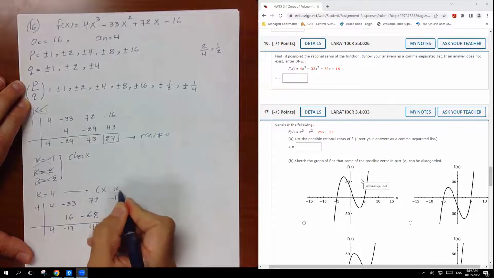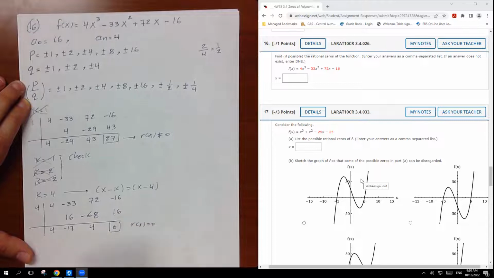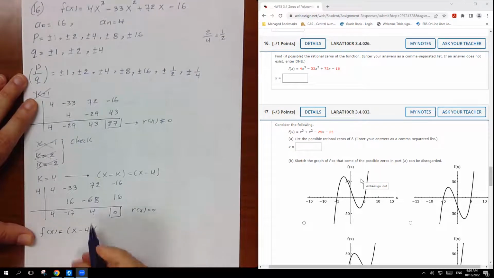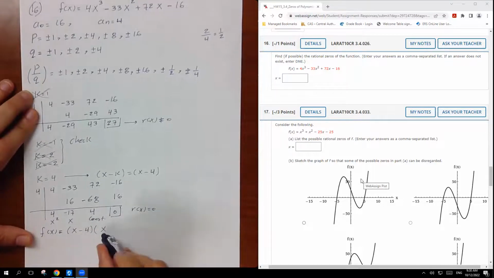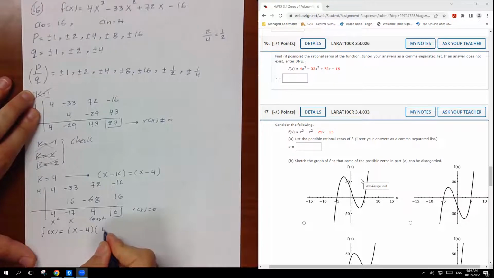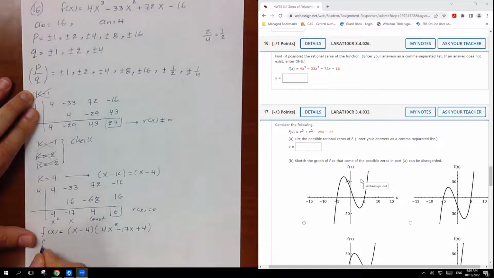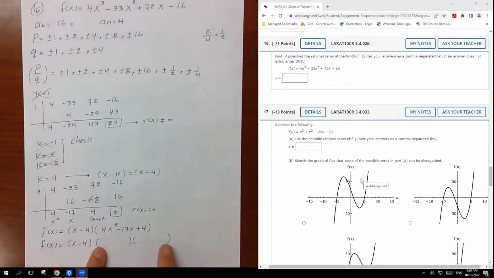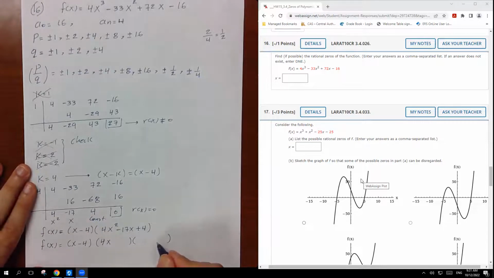So here it's going to be x minus k, which means x minus 4. So the polynomial function f of x is going to be x minus 4 times 4x squared minus 17x plus 4. Now f of x is going to equal x minus 4 times this. I can factor this one. Let's open two parentheses and check how we're going to write it down. If you say 4 and 4 here, 16, and you get 17 and 1. So let's say 4x here and 4 here.